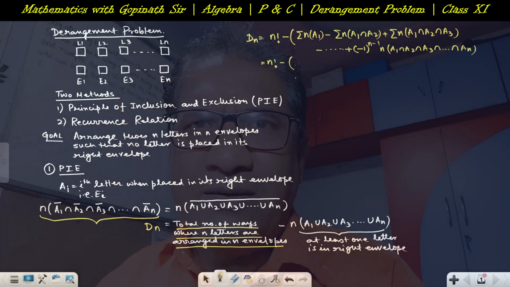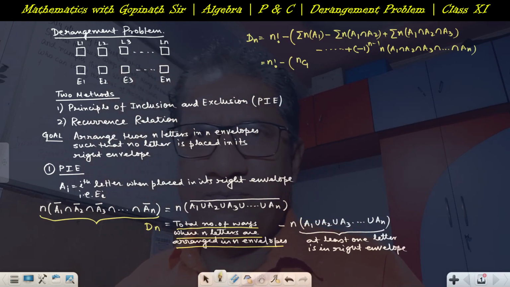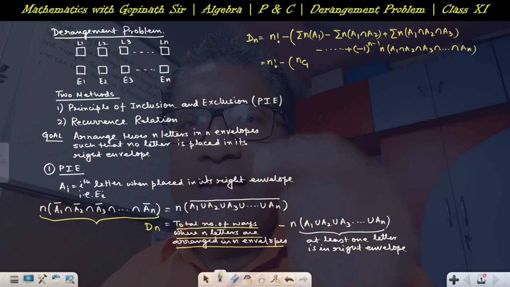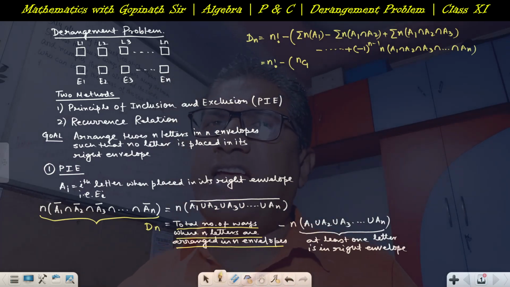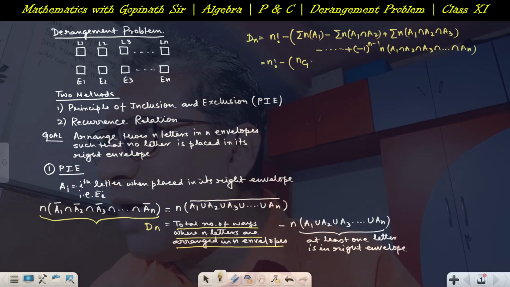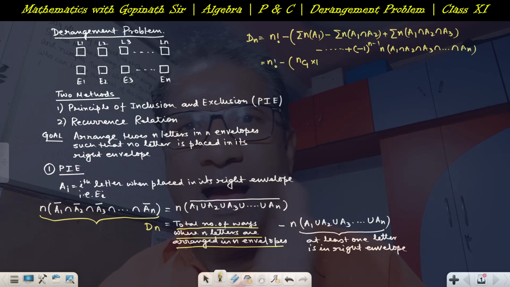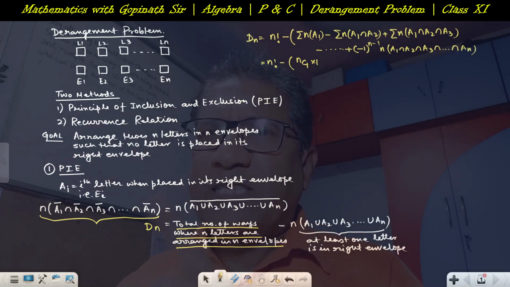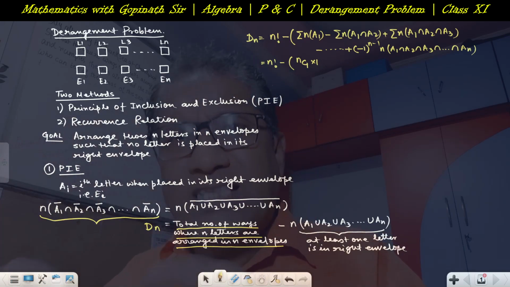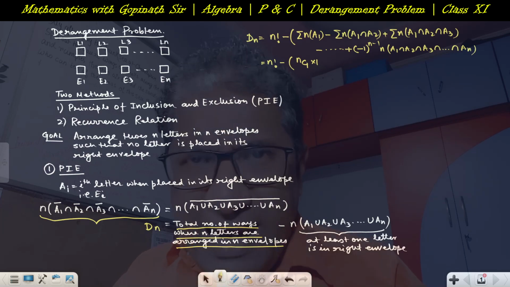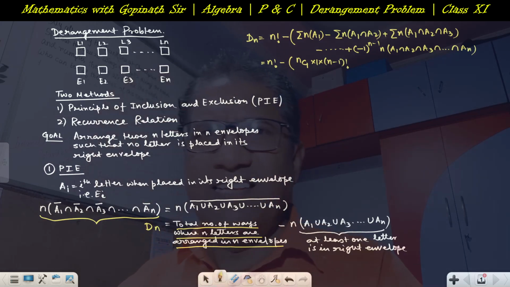So the total number of ways that can be done: first let us select one letter, which can be done in nC1 different ways. And then that letter, whichever letter you have chosen out of those n letters, you are placing it in its right envelope, which can be done only in one way. The rest of the letters left are n minus 1 and available envelopes are n minus 1. So these n minus 1 letters can be arranged in these n minus 1 envelopes in (n minus 1) factorial different ways. Is it clear?